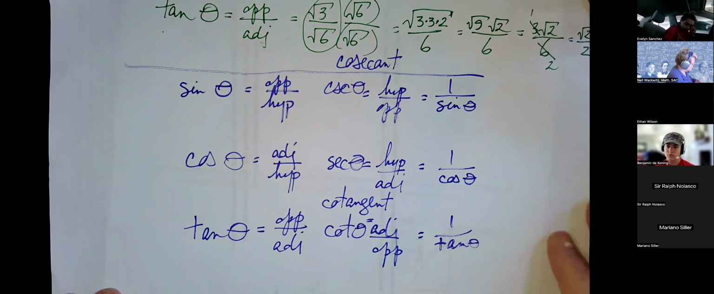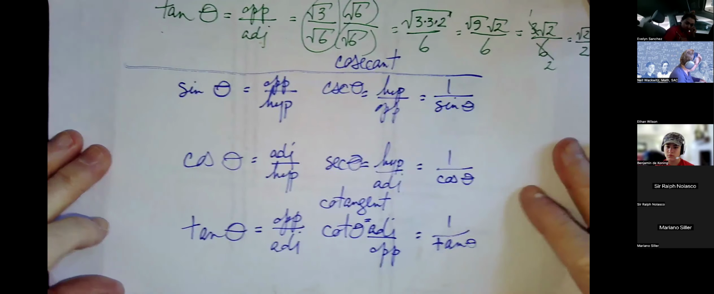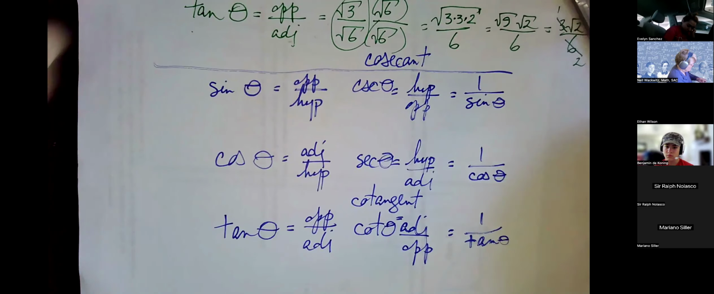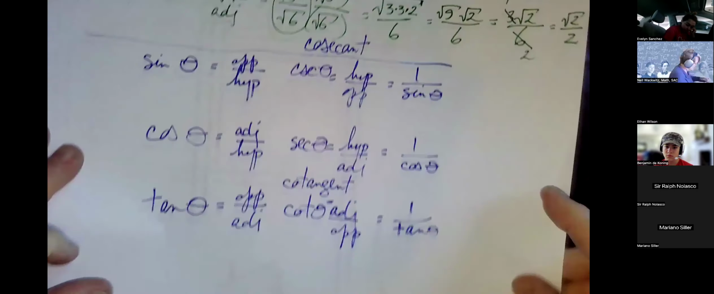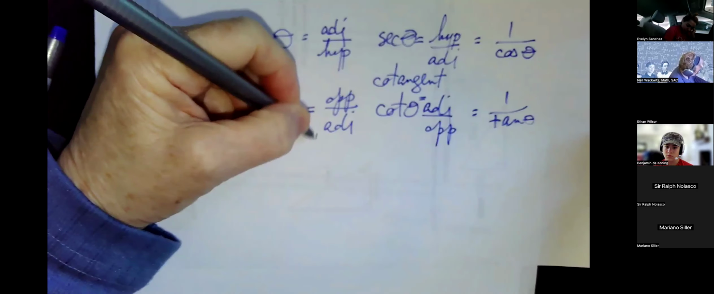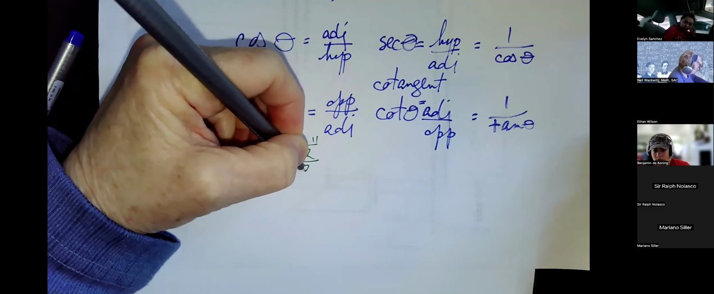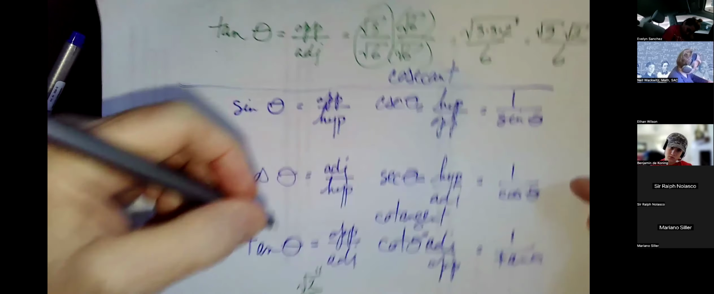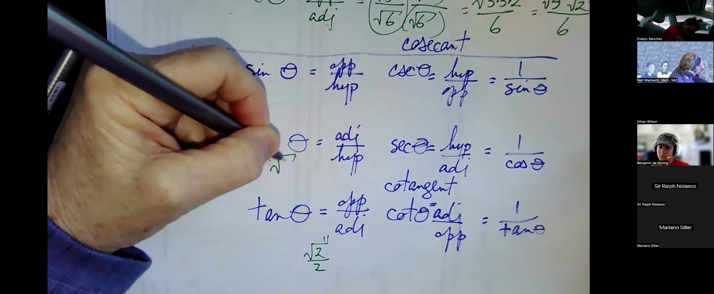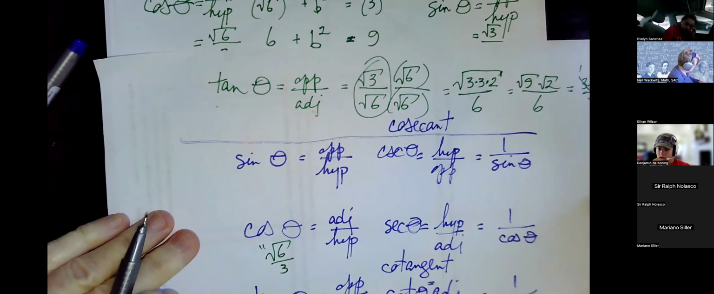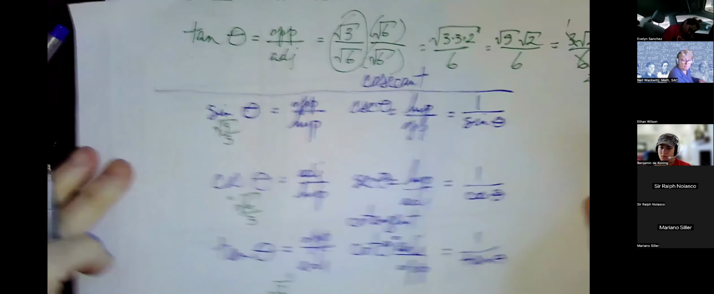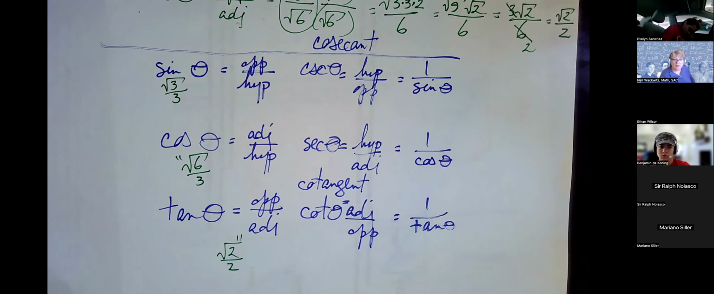So let's use this information and the values that we just found. See, we said that the tangent was square root of 2 over 2. We said that the cosine was square root of 6 over 3, and that the sine was the square root of 3 over 3. And what we're going to do now is talk about reciprocals.